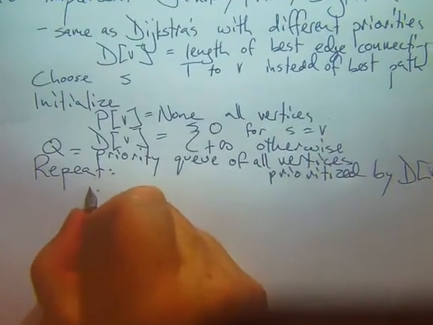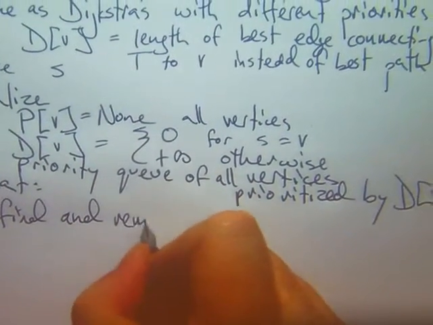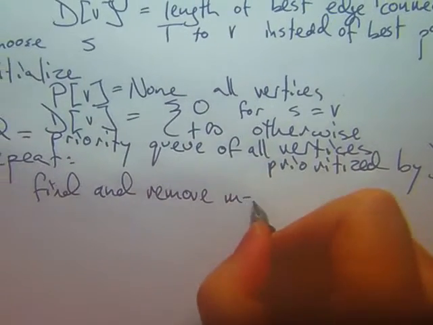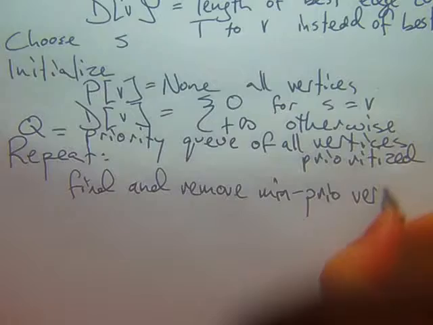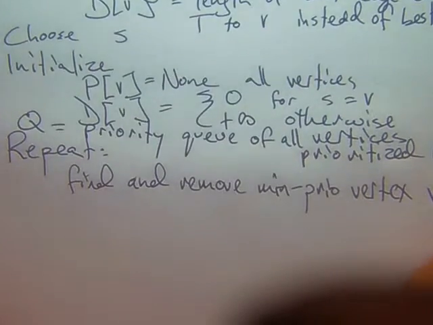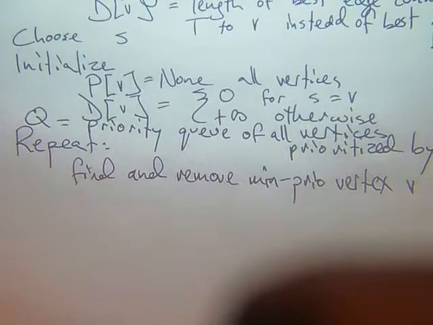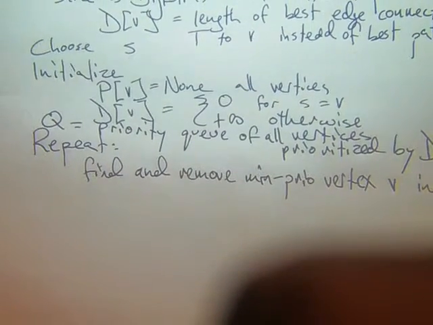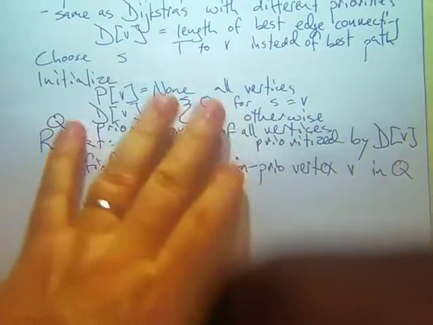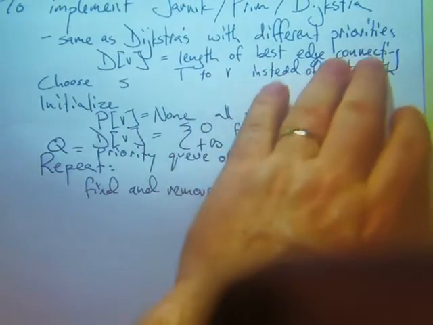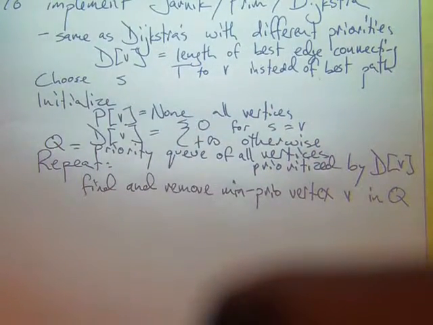Then we're going to repeatedly find and remove the minimum priority vertex V in Q. So far this looks exactly like Dijkstra's algorithm, except that I said something different somewhere up here about how these V's are computed, but so far there hasn't actually been anything different.